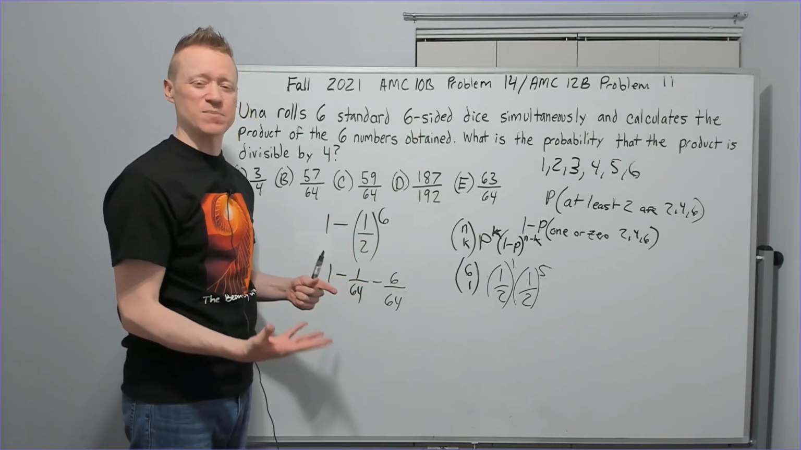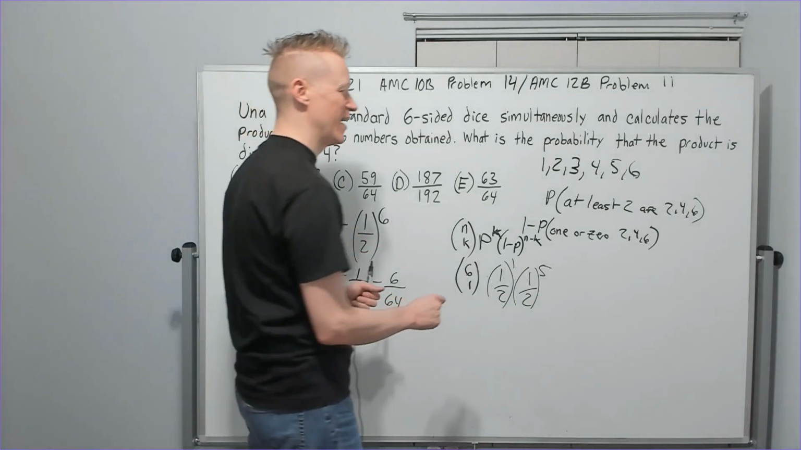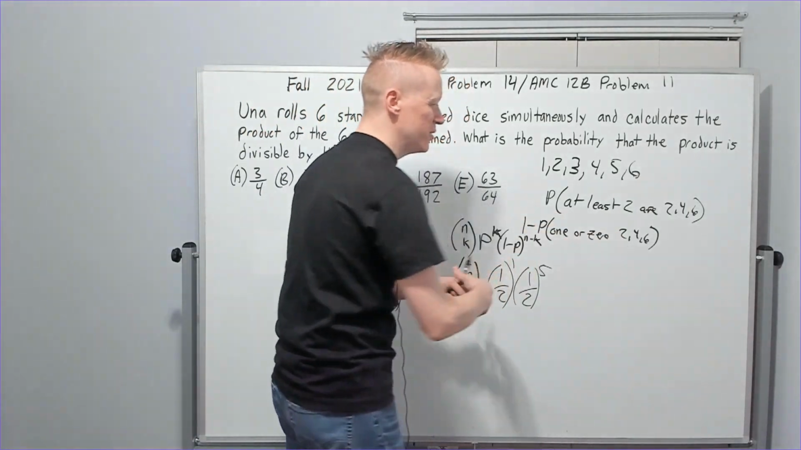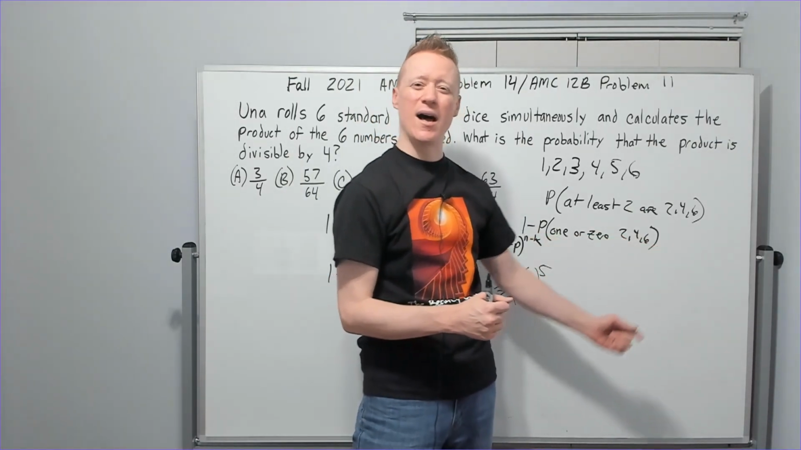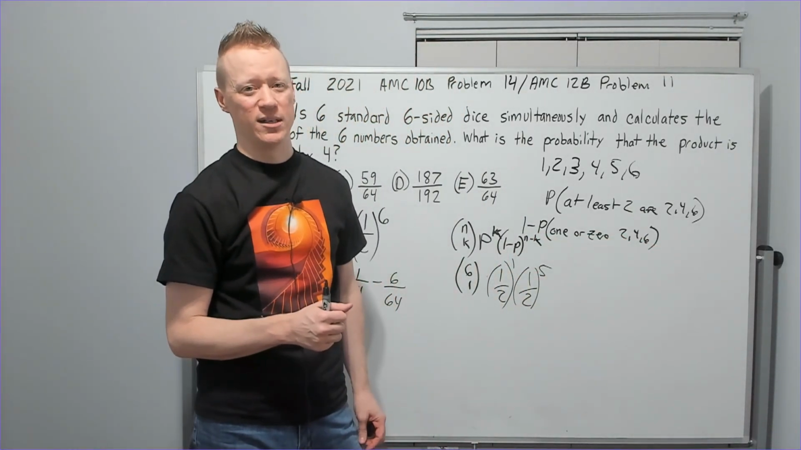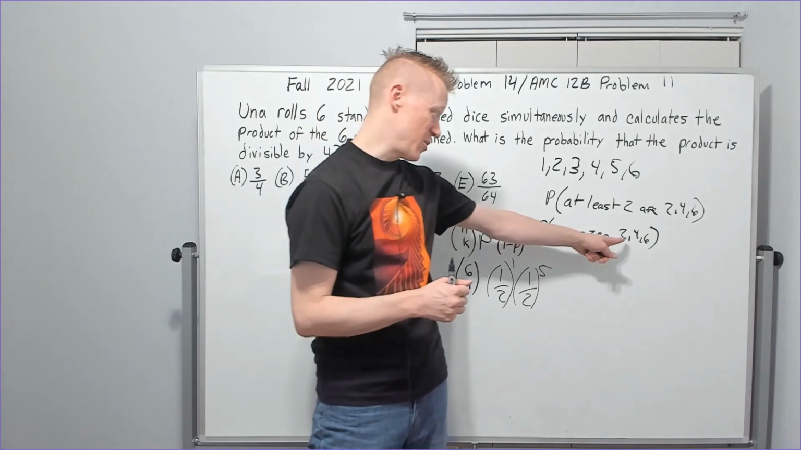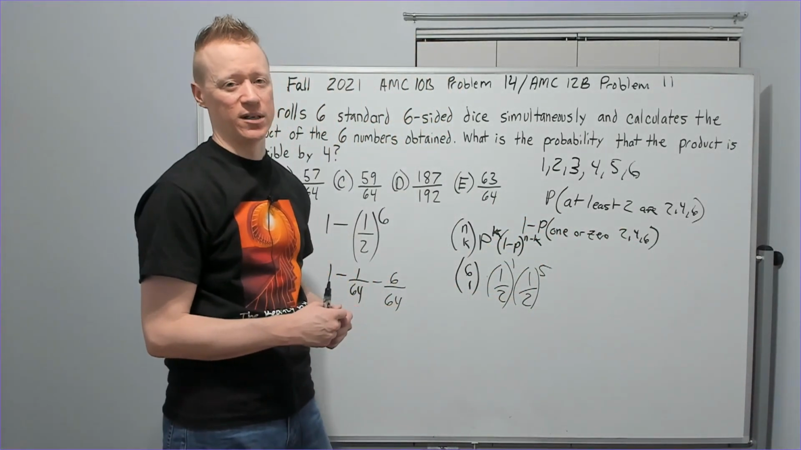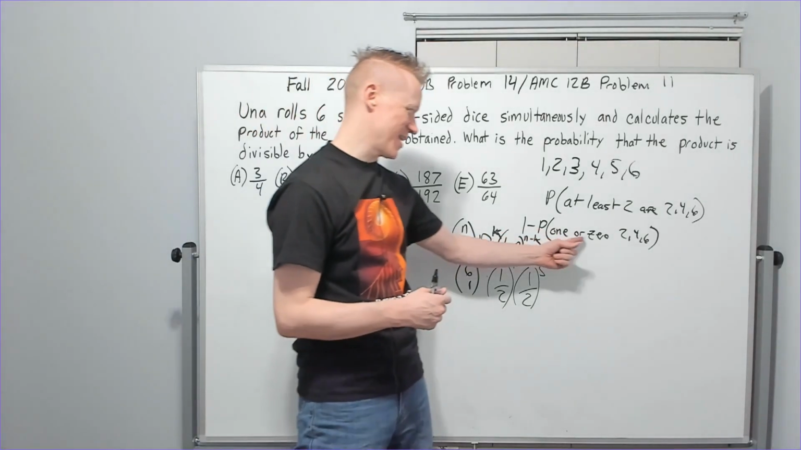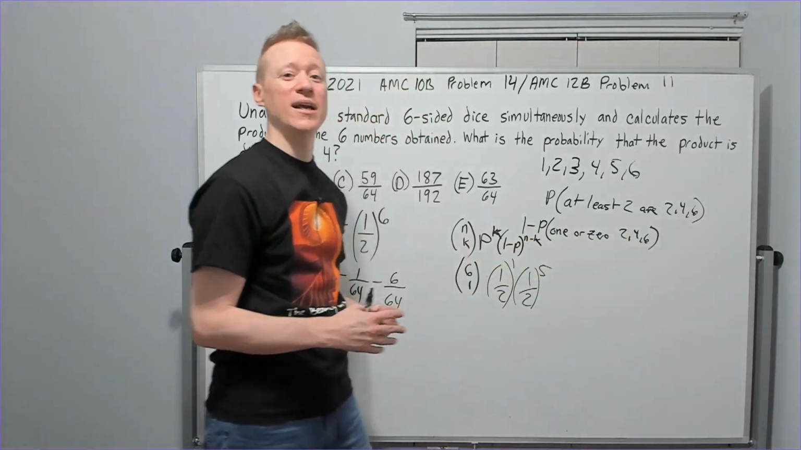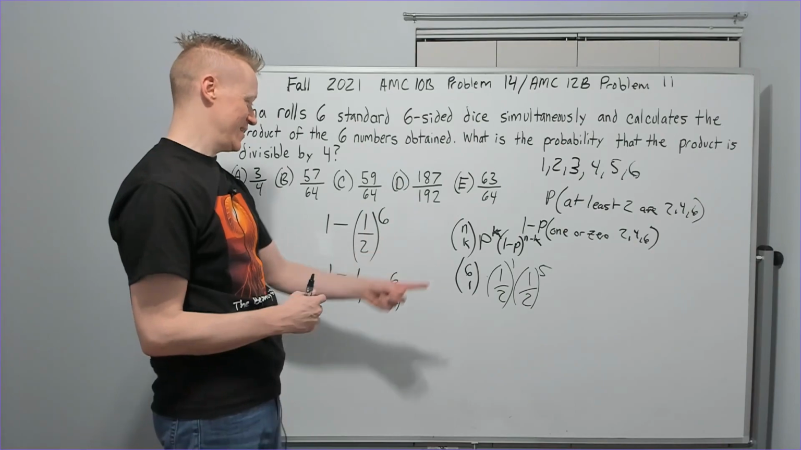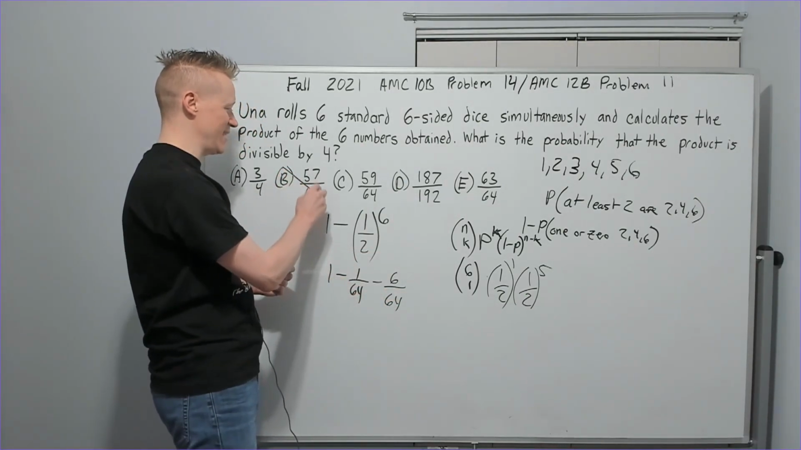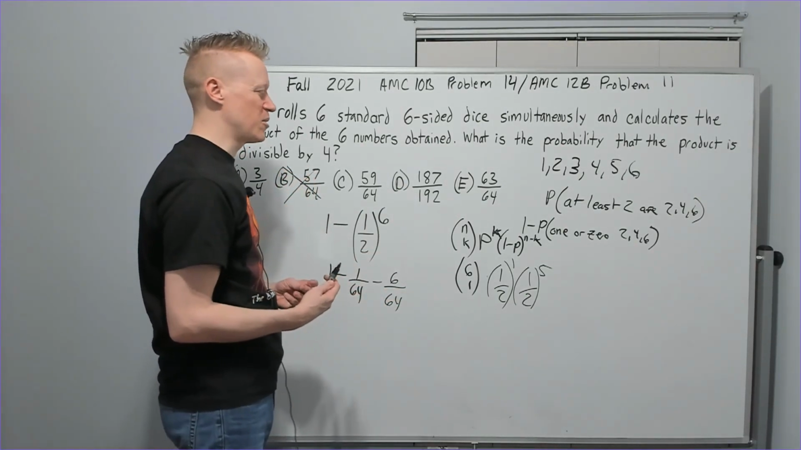I've made mistakes before. I know what it's like. I want to check: is it really true that if I only have one of these, it will not be divisible by 4? And the answer is no. If you had a 4, the product will be divisible by 4. And so this is actually not an accurate portrayal of what we need. That is the trap answer. This is not it. So then how do we get the right one?